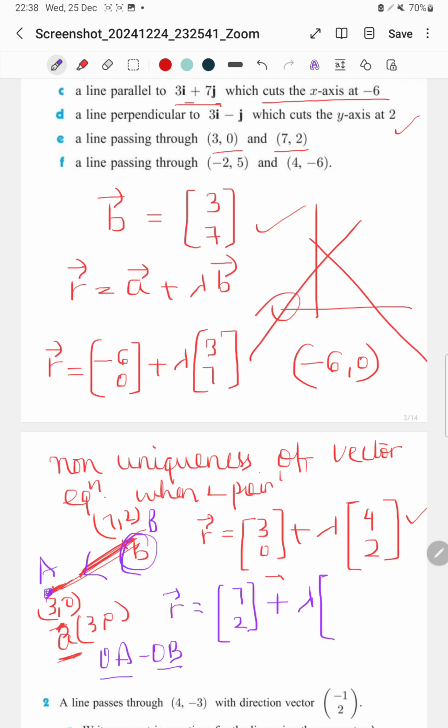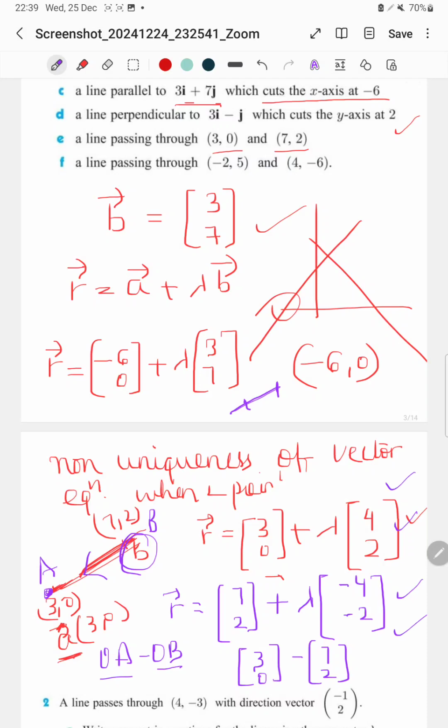If you know two points on a line and you need to know the direction vector, it is just OB minus OA. So what I will be doing here: this is (7, 2) and I have to find BA, so I will be writing here (3, 0) minus (7, 2). So I will be getting here minus 4 and minus 2, but still they both are parallel vectors, just in opposite directions. So this will be the final equation.